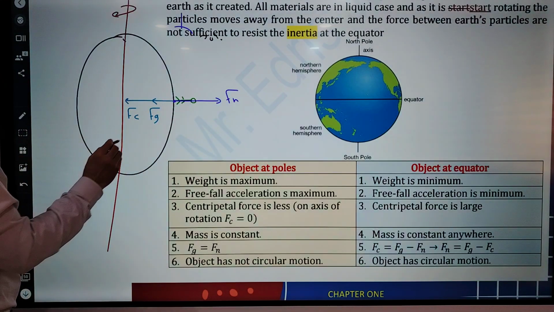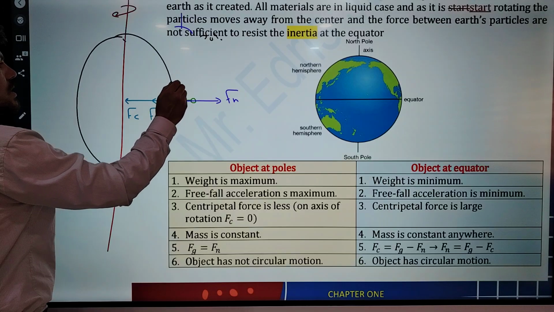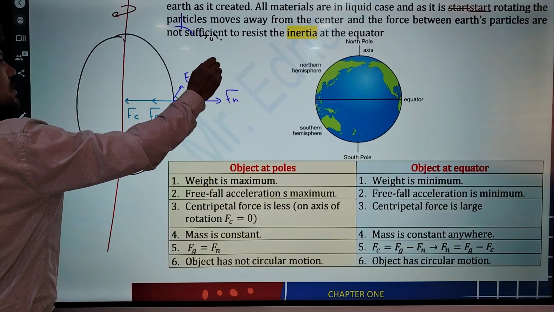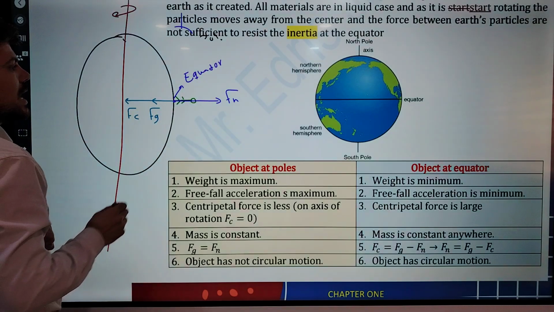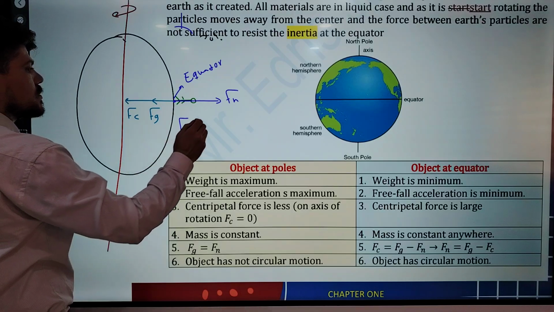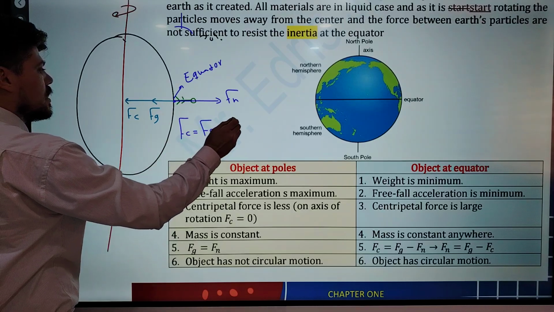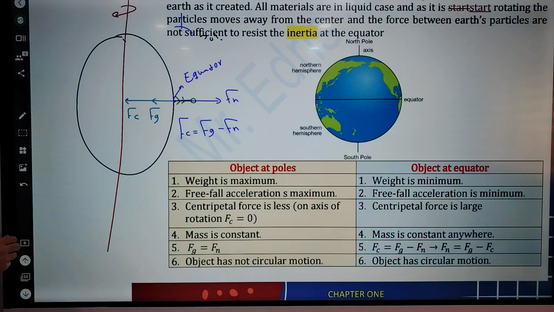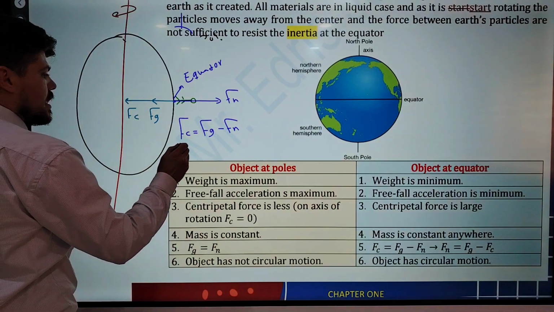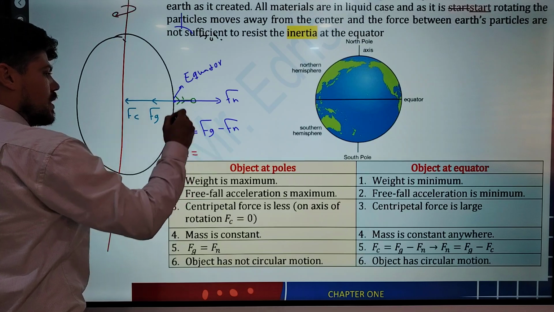How can you calculate the centripetal force at the equator? This point is the equator. At the equator, Fc is equal to what? It is equal to Fg minus Fn. So if you rearrange this equation, Fn is equal to what?